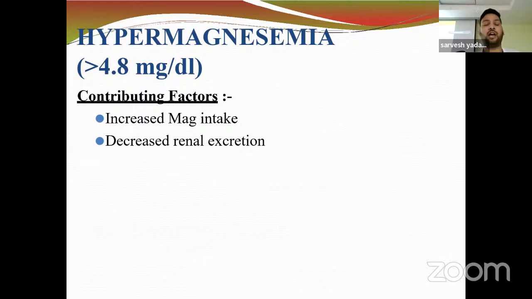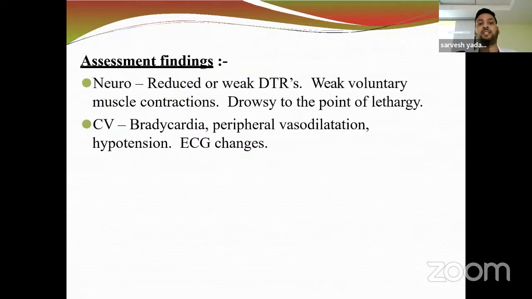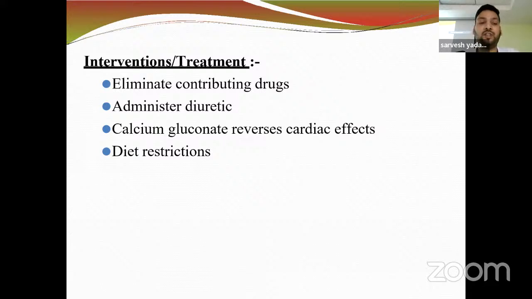Hypermagnesemia is when serum magnesium is more than 4.8 milligram per deciliter. Contributing factors are increased magnesium intake and decreased renal excretion. Assessment findings for the neurological system: reduced or weak DTR, weak voluntary muscle contraction, drowsiness to the point of lethargy. In cardiovascular system: bradycardia, peripheral vasodilation, hypotension, and ECG changes. Intervention: eliminate the contributing drug, administer diuretics and calcium gluconate to reverse the cardiac effect, and diet restriction.